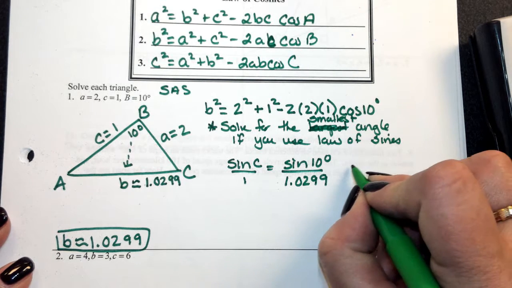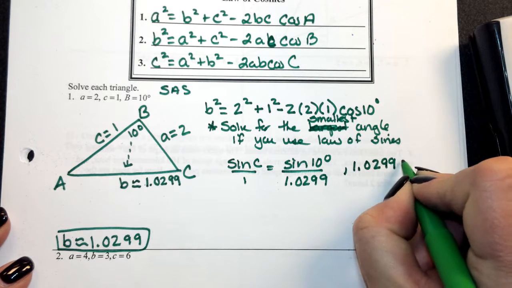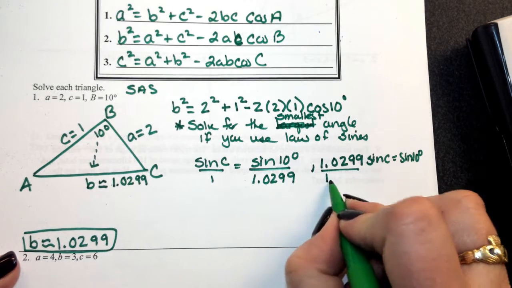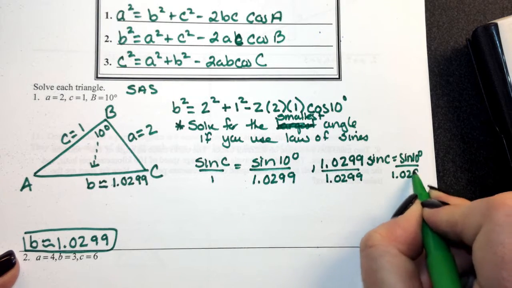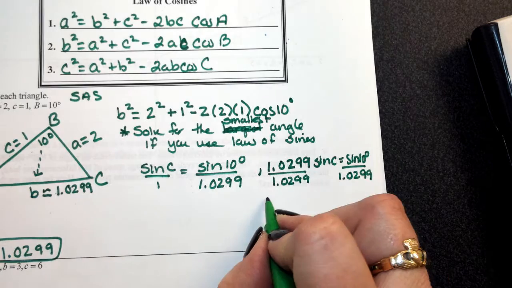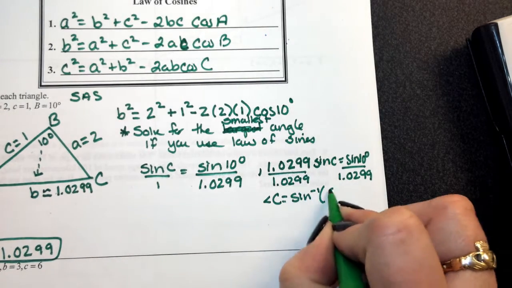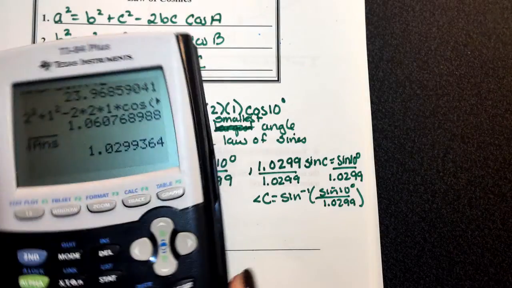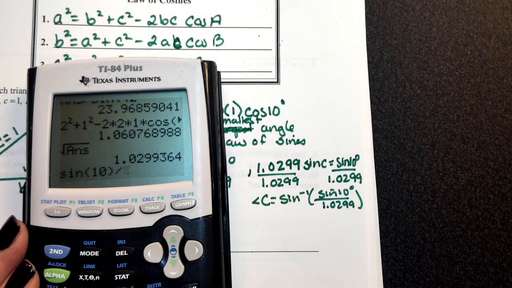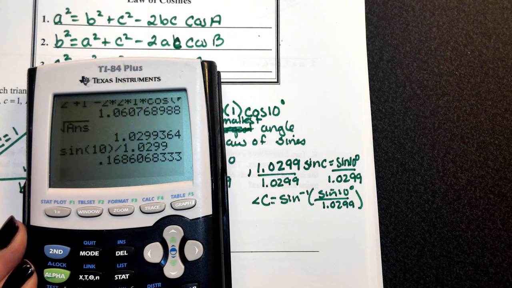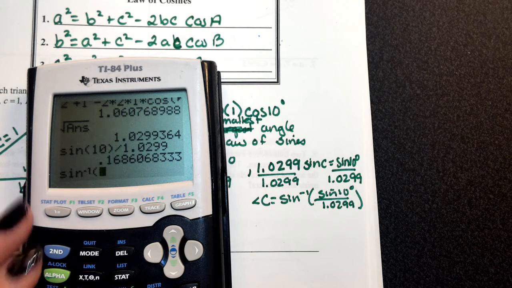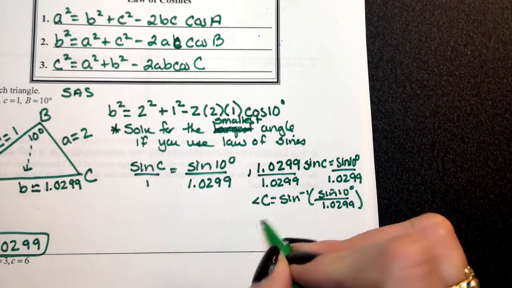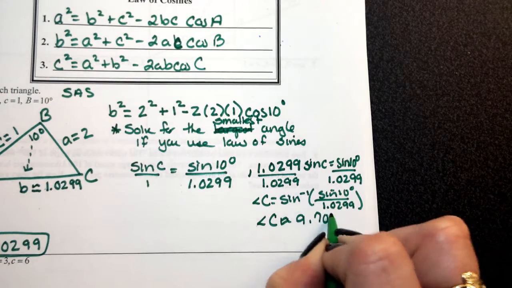So again, I'm going to cross multiply, so 1.0299 times sine of C is equal to sine of 10 degrees. And then I'm going to divide by 1.0299. So then remember, angle C is going to be equal to your inverse sine of sine of 10 degrees over 1.0299. So sine of 10 divided by 1.0299. So we end up with angle C to be approximately 9.707 degrees.